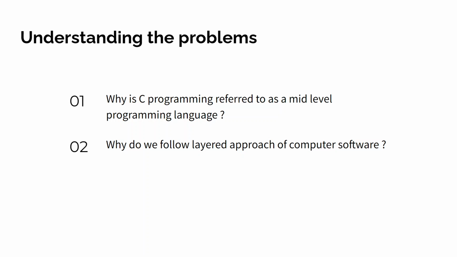I hope you are now able to answer these two problems. Why is C programming referred to as mid-level programming language? It is called so because it is used to develop both the application software as well as system software. And why do we follow layered approach of computer software?